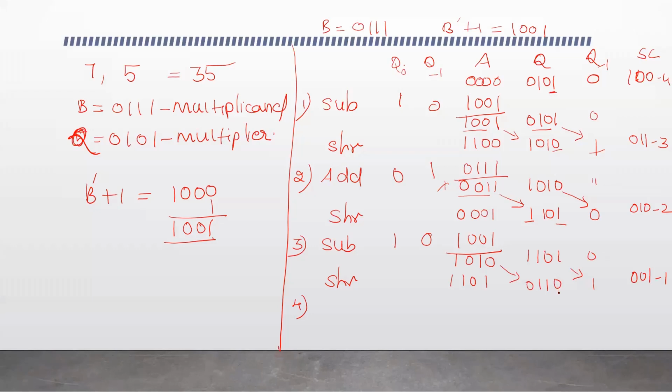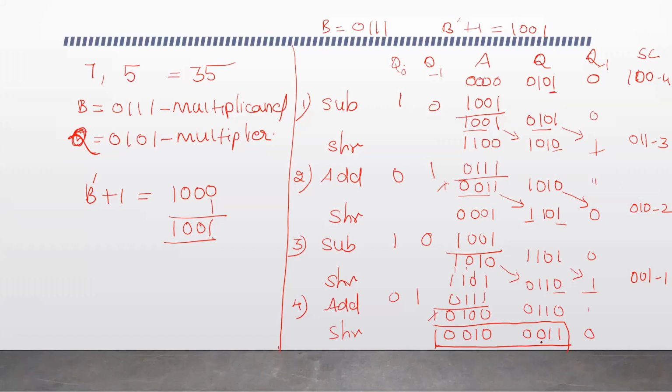So the fourth step. Now compare again Q and Q minus 1. It is 0 and 1. Upon encountering 0, we add. So add B, 0, 1, 1, 1. When you add, you get 1, 0, 1, 1, 1, 0. Discard the carry, and it is 0, 1, 1, 0, 1. Shift right. When you perform shift right, 0, 0, 1, 0, and the 0 comes here, 0, 1, 1, and 0. So this is our result: 0, 0, 1, 0 in the A register and 0, 0, 1, 1 in the Q register.